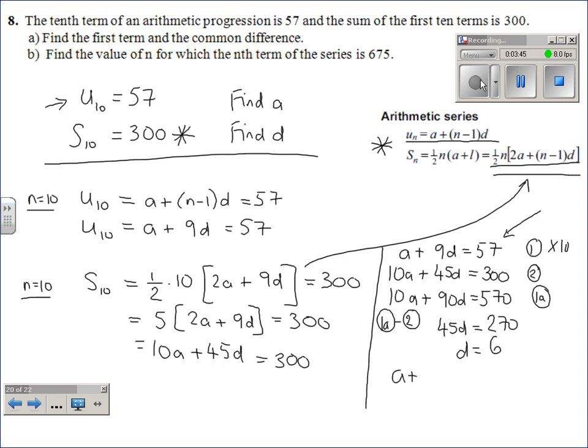Then you just need to substitute back in, so maybe just substitute back in to find a. So you've got a plus 9 times 6 equals 57. 9 sixes are 54. So 57 minus that 54, and you get a is equal to 3. So there's your answers. You've got a is equal to 3 and d is equal to 6. If you've done that, you've done it correctly, and you're all done.